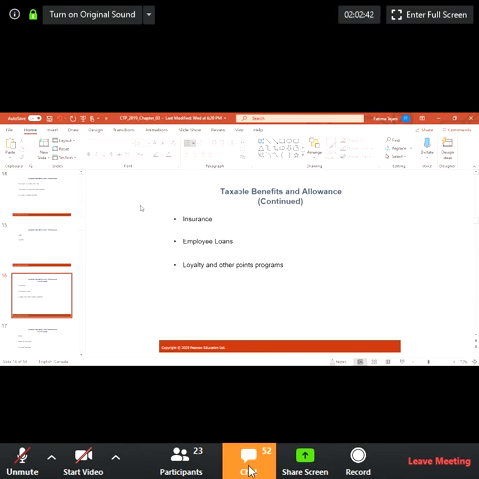So yes, the insurance premium paid by the employer is also a taxable benefit, and it is added to your employment income. Now, next is employee loans.